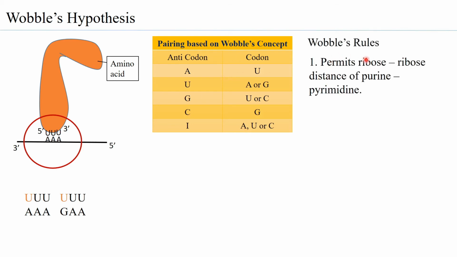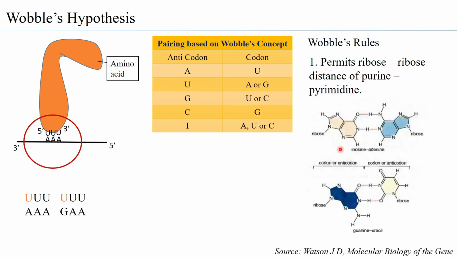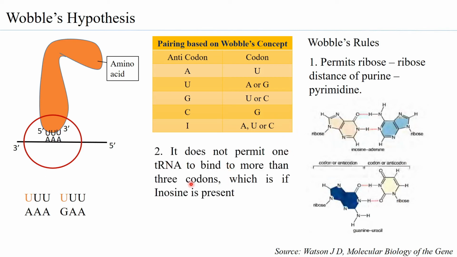So the first rule is that generally the wobbling is always such that you have a purine and a pyrimidine interaction. So the distance between the ribose and the ribose is never compromised on. So you will always have an inosine binding to an adenine or a guanine binding to a uracil. So again you can see it's a purine and a pyrimidine. Again you can see it's a purine and a pyrimidine. So that is not compromised on at all. The second is it does not permit one tRNA to bind to more than three codons, which is if inosine is present, as we have already observed.